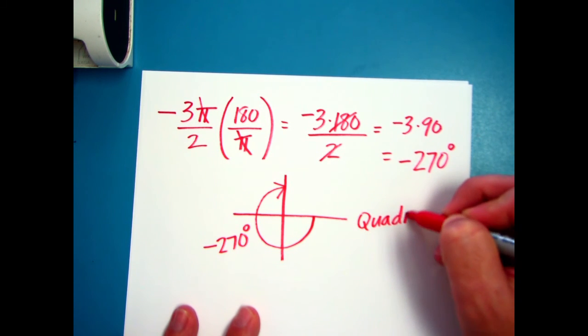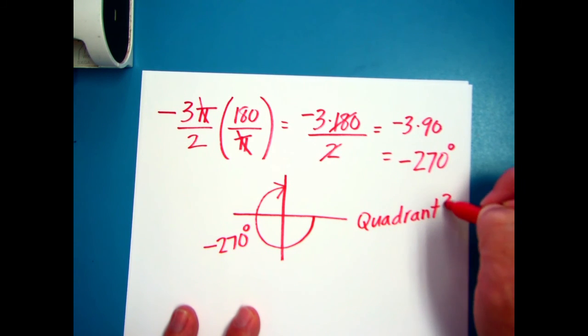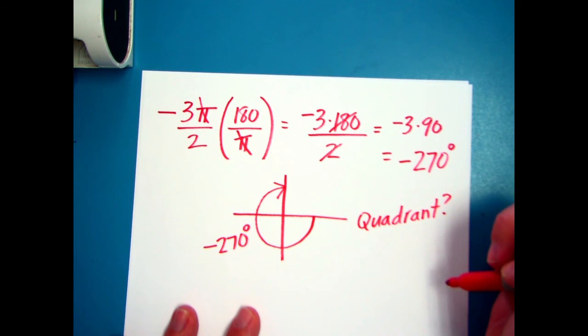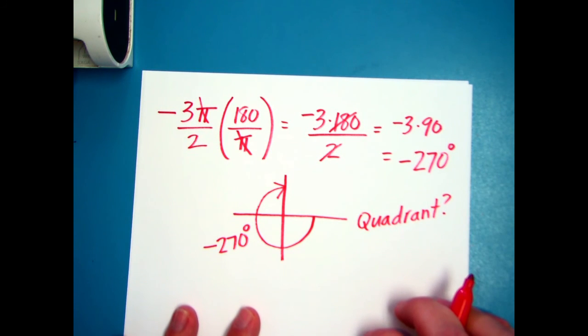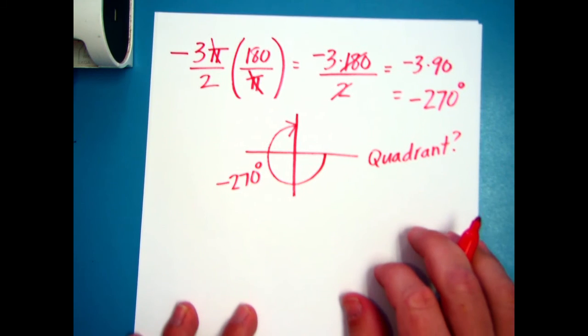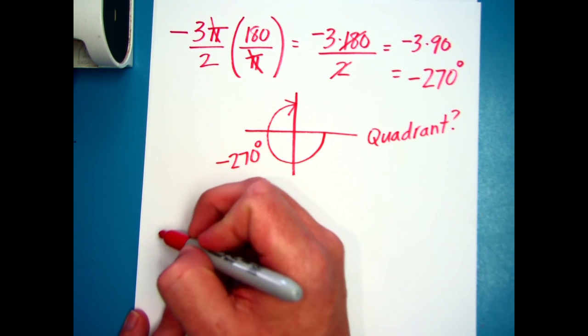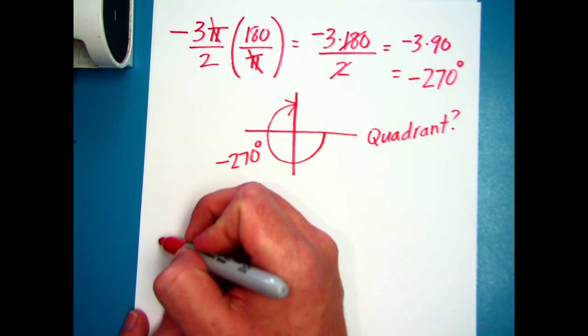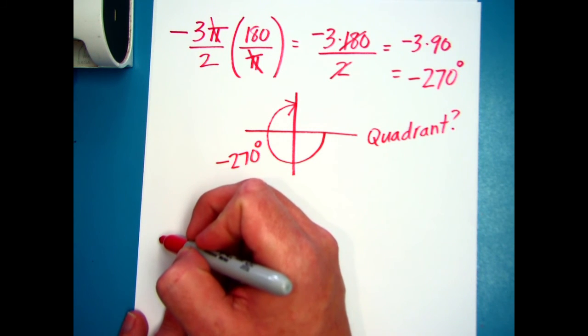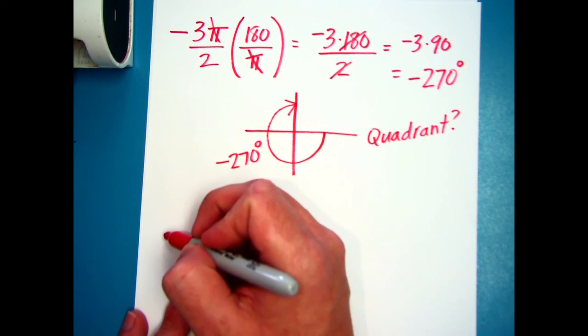So you might be asking, well, what quadrant is this in? We're not really in quadrant 1, we're not really in quadrant 2, and we're not going to say either of those. So we would describe it as being on the y-axis. Not really in a quadrant, but on the y-axis.